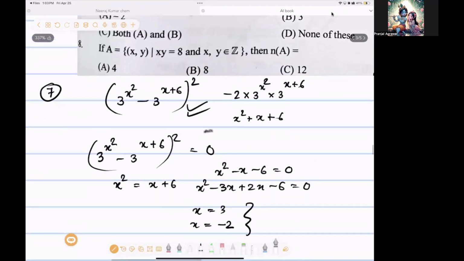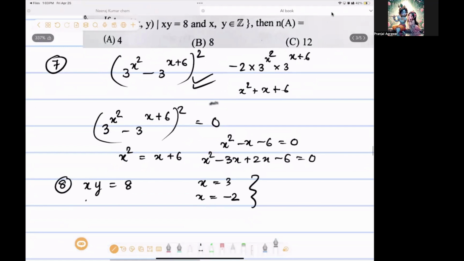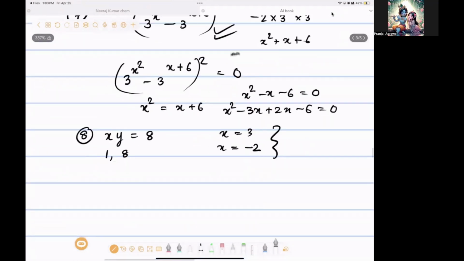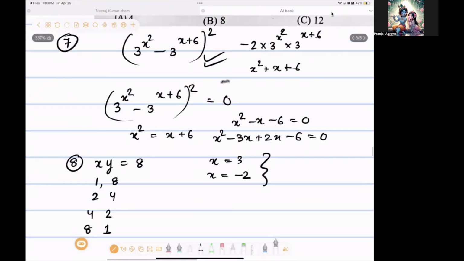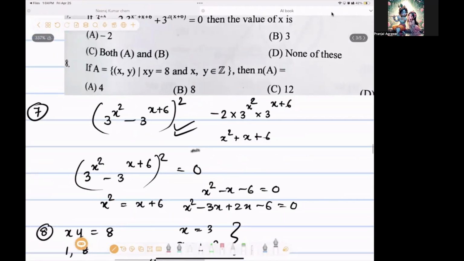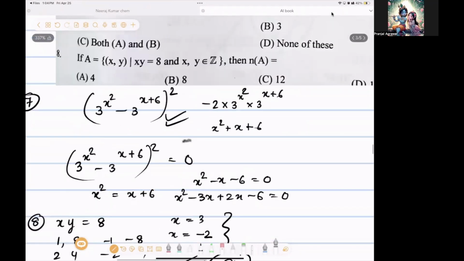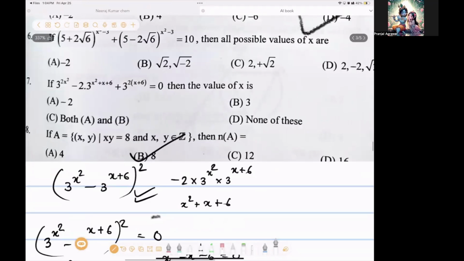Now question number 8. See, it's simple. Only thing you have to understand the question, xy is equal to 8. So what numbers can you get for xy is equal to 8? 1 and 8, 2 and 4, 4 and 2, 8 and 1. And also we can get these types: minus 4, minus 2, minus 2, minus 4, minus 8, minus 1. So how many possibilities? 8 possibilities. So 8 will be the answer. That means C. So that's all.